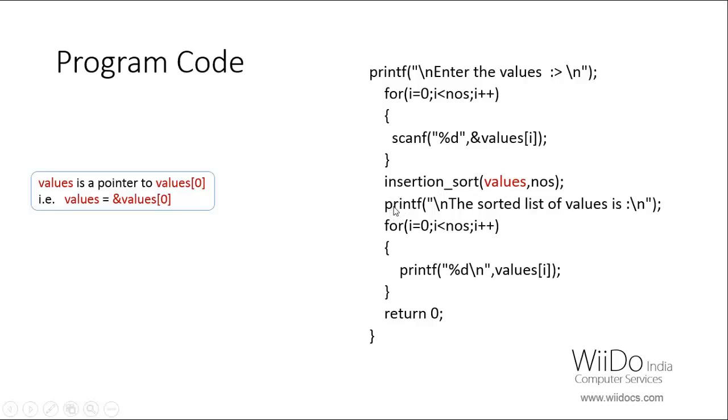Hence now we will see printf. It will be just printing the sorted list. Then this for loop is used to print the values of this array values, and after printing it will return a 0 to main.